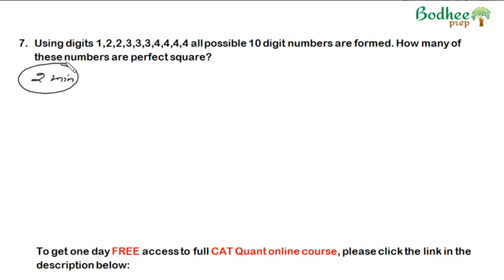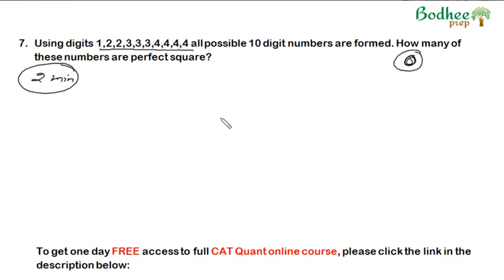No one? Okay, one answer is 0. Fine, the right answer is 0, yes. There will be no number formed by using these digits that is a perfect square.